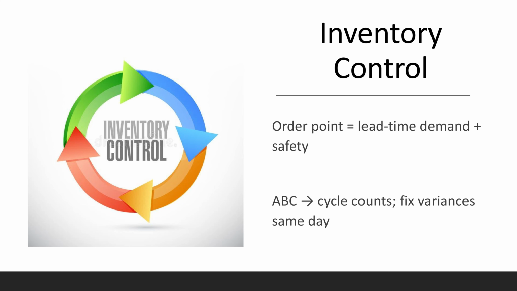I use ABC analysis so that I count high-value items more often and control them more tightly. I set cycle count frequency by class and I investigate any variance on the same day so that the ledger stays trusted. I manage slow-moving and obsolete stock by flagging items with no movement in a defined period, and I agree a disposition plan with engineering and finance.